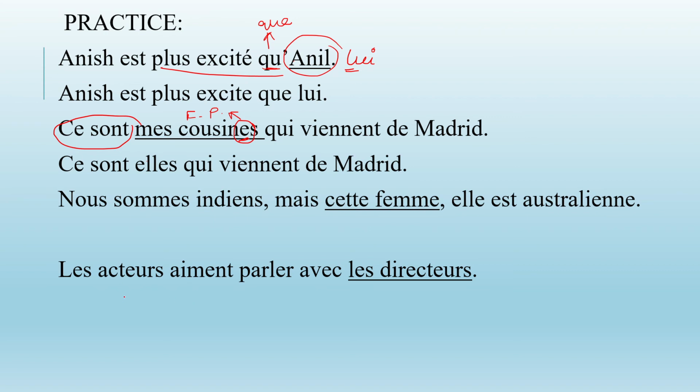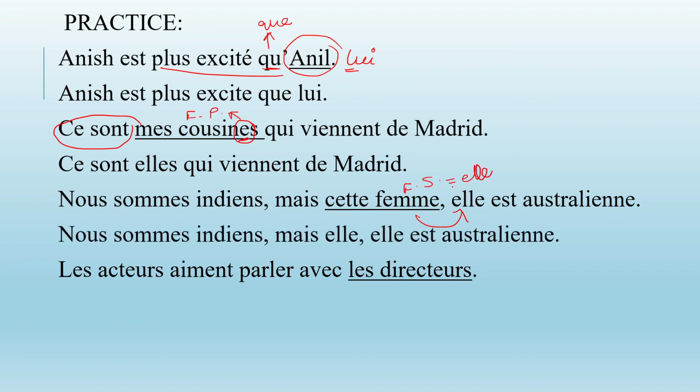Next one. Nous sommes indiens, mais cette femme, elle est australienne. Cette femme is underlined here, and it is already followed by its personal subject, which is elle. Therefore, you cannot put the personal subject again. You will have to put the emphatic here. Cette femme is feminine singular, which will be substituted with elle. Now, this elle here is the emphatic. And this elle is the personal subject.